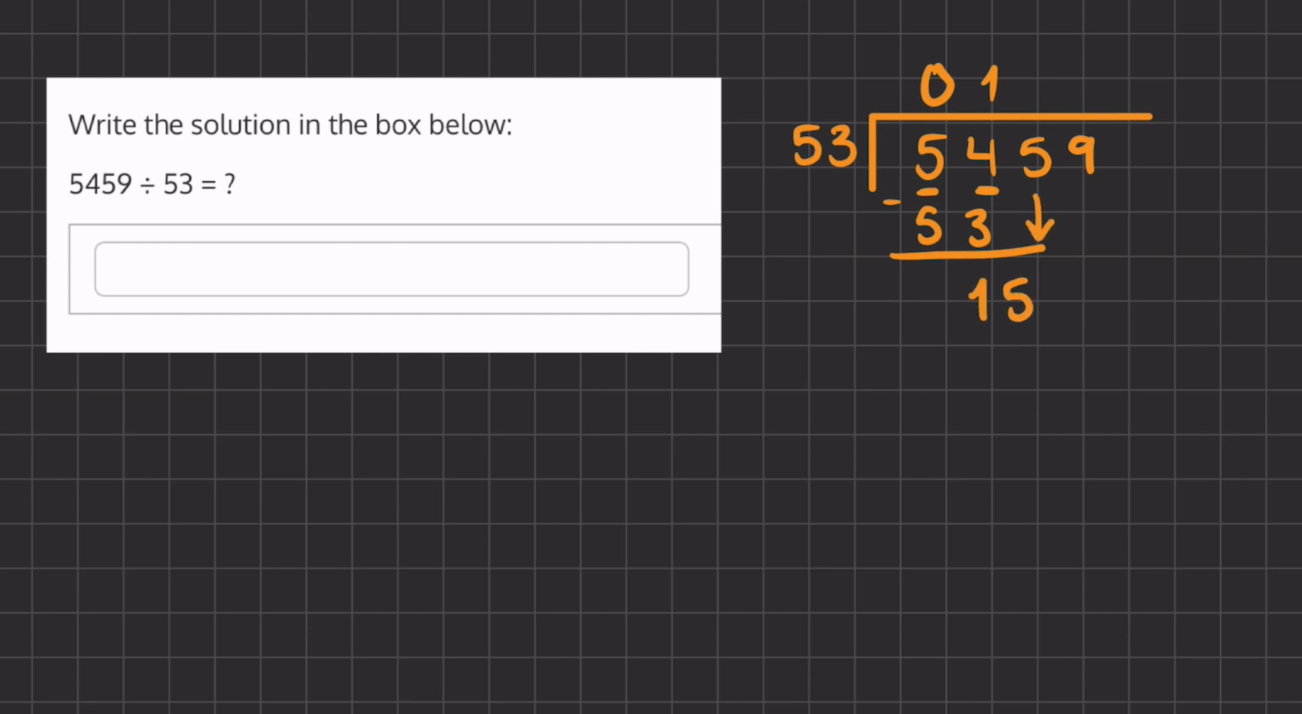And we'll ask ourselves, how many times does 53 go into 15? And that is 0 times. And now we will have a remainder of 15. And now we'll carry down this 9. How many times does 53 go into 159? And that is exactly 3 times. So our final answer is going to be 103.